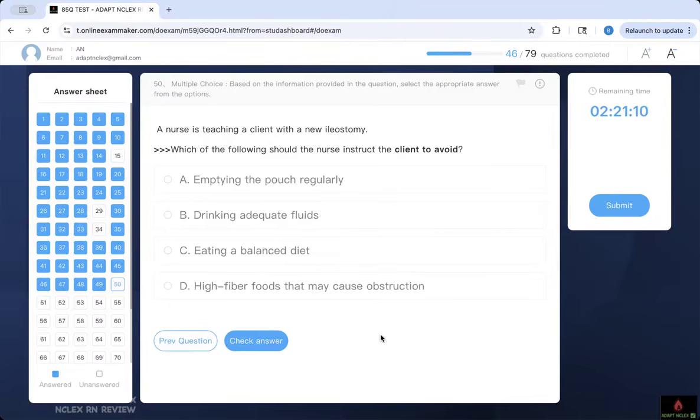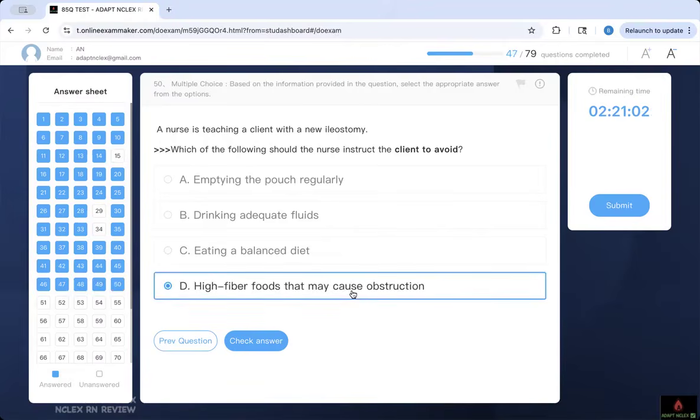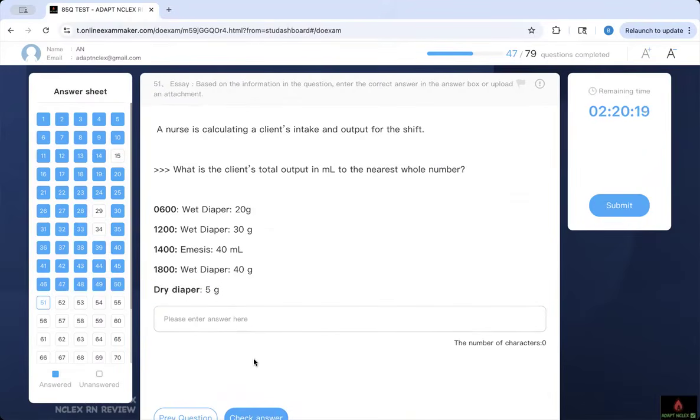Don't pick it. The adjective there is giving the answer away, but it's intentional because we're learning so that you can know the trap. So a high fiber diet is not good for this patient. Let's do it. Question 51.